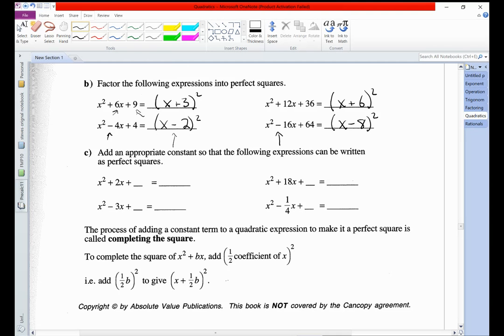So now we're going to start thinking about what constant we have to add on the back end to make these perfect square trinomials. Two numbers that add to make 2 is 1, so 1 plus 1, and then 1 times 1 will just be 1. I know that's going to make it (x plus 1) squared.